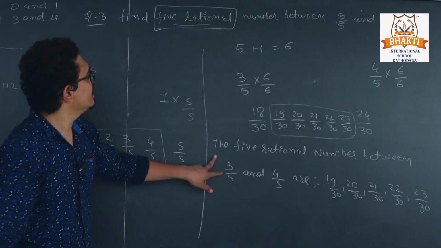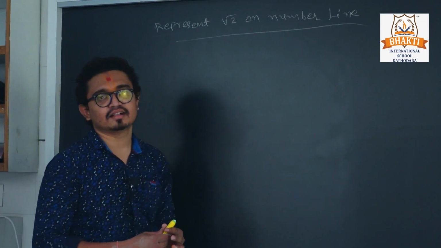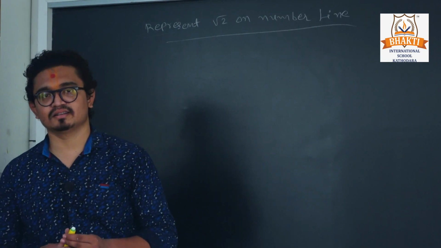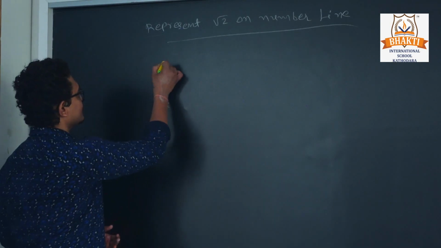So this is our second topic: we can represent the irrational number on a number line. First of all you need to remember what an irrational number is.